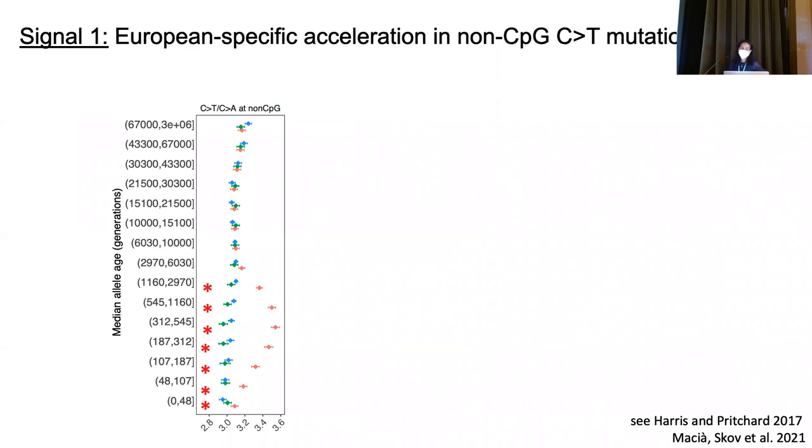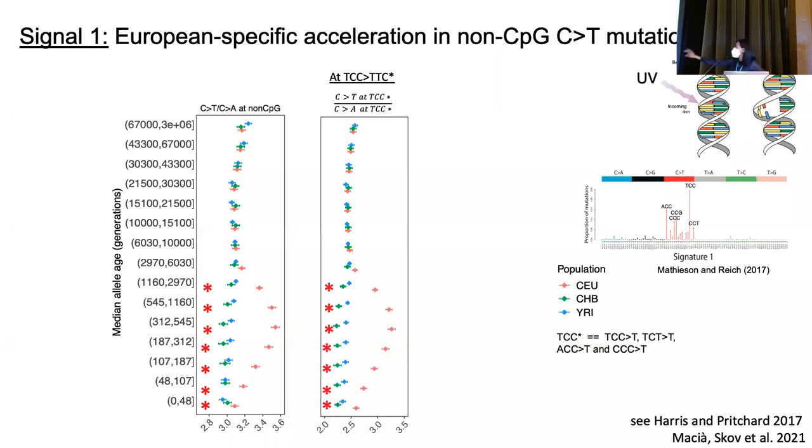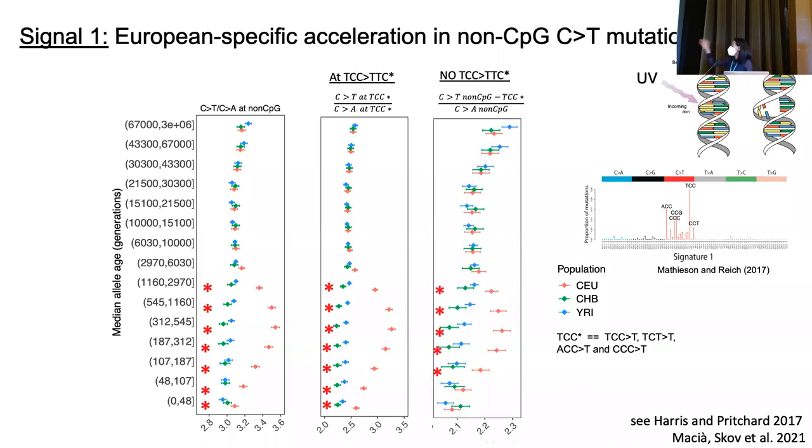So the first one is this European-specific acceleration. Interestingly, what Harris and Pritchard found is that even in cancer studies, this mutation context is seen. And what others found is also that it may be related to UV exposure. There are other contexts such as ACC and CCT that might also be contributing to these differences. So what we first looked at is whether there is signal at non-CpGs driven by these TCC mutations, including these additional contexts. So we just looked at our ratios at these contexts, and we found that it's most enriched at these contexts. And then when we remove these contexts, what we found is that the signal actually is still present.